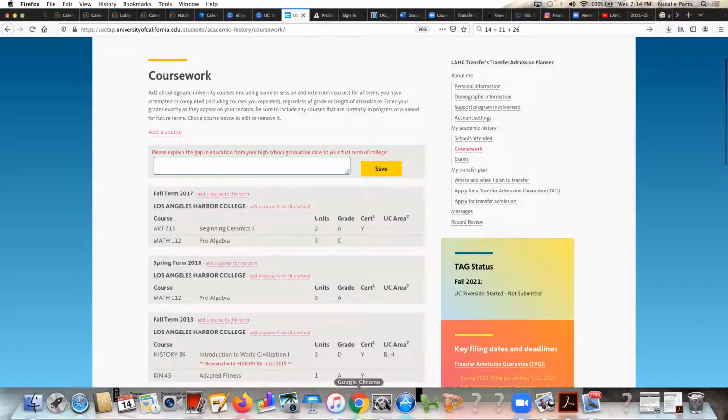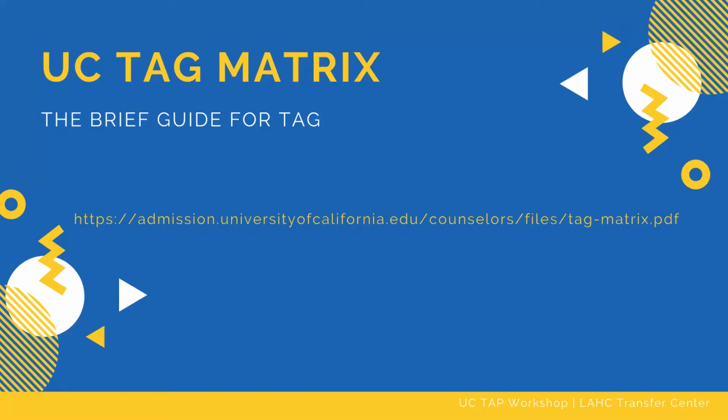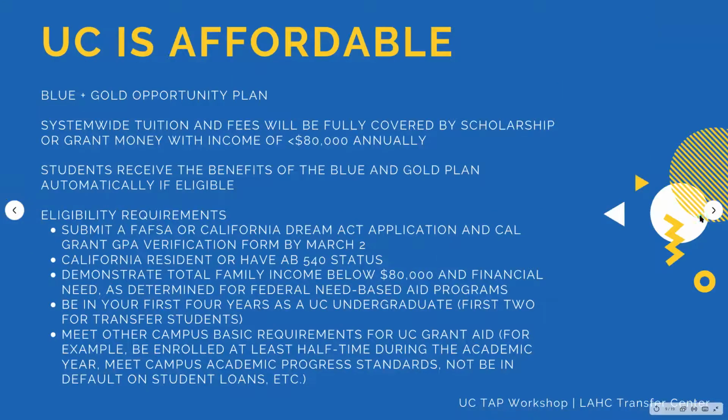So that is the demonstration component, and now we're going to go into a little bit more information about the UCs. So like I said before, when you are looking to try to find the best campus to tag, you want to look at the UC tag matrix. We will definitely do that together during a counseling appointment especially, and it gives us all the rules about tag. We'll go over a little bit more information about the UCs though for now.